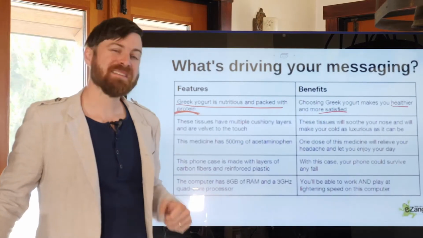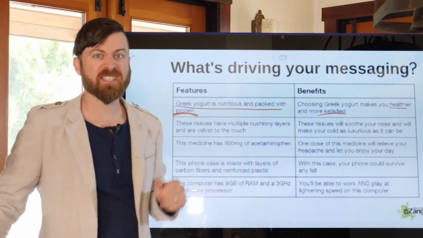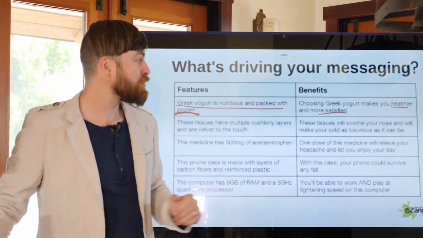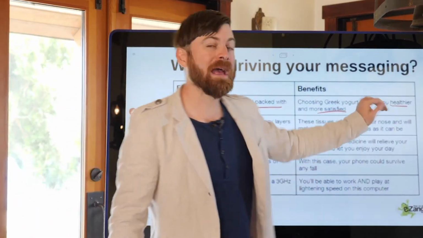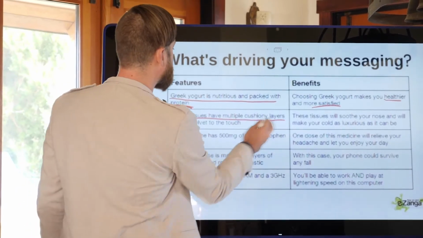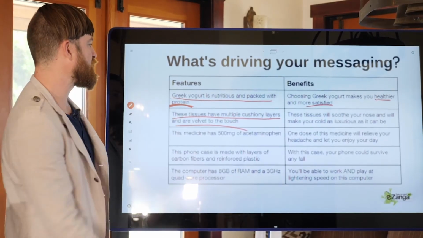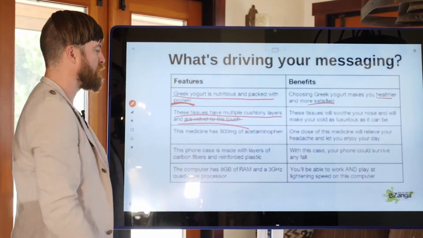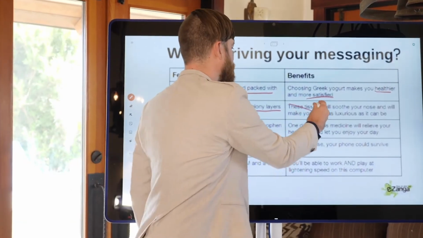They'd say, oh, more protein, that means it's healthy. Whereas benefits spell it out for the customer. They make it easier for the customer to understand what they're getting. Benefits say you're getting healthier. You feel more satisfied. A feature is saying these tissues have multiple cushioning layers and are velvet to the touch, which is actually a benefit. So I don't know why this example is in here. Let's skip over this example because this is a bad one.